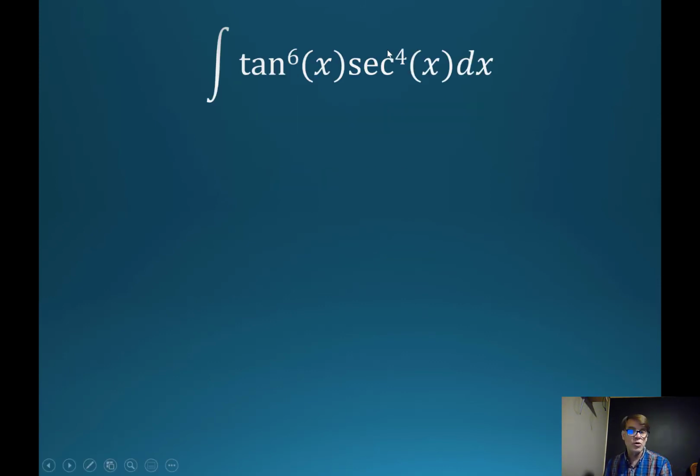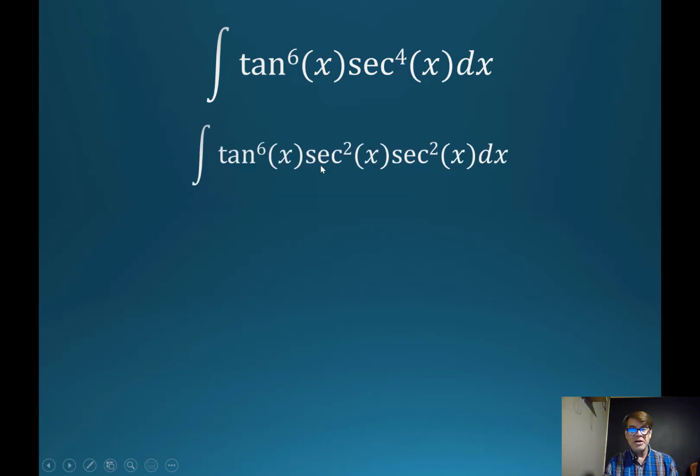Now, let's do an example. This is from the book. It works well. So you can see that we have tangent and secant here, and they're both to even powers. That's what this video is about. So we're going to pull a secant squared x out from there, which is very easy to do, right? Because secant squared times secant squared is secant to the fourth. All right, so we've done, check, step number 1. We pulled a secant squared x.